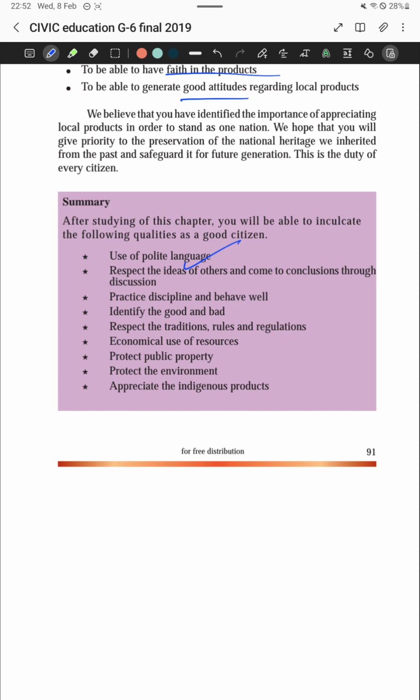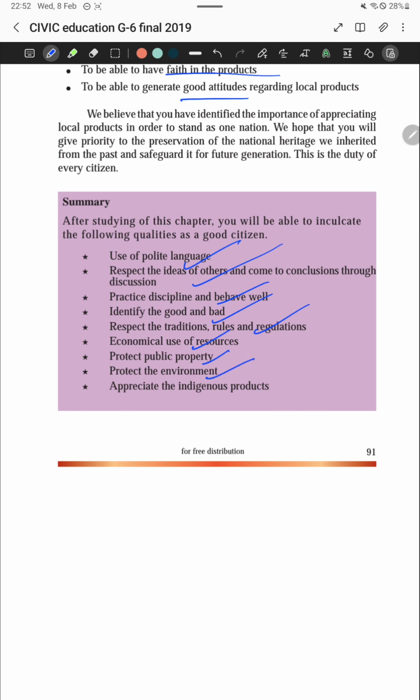So use polite language, and respect the ideas of others and listen to others, right? And you have to behave with discipline, right? And identify what is good and what is bad, and respect the traditions, rules, and regulations, and also use the resources economically and protect public property. I mean, not the environment, property, right?